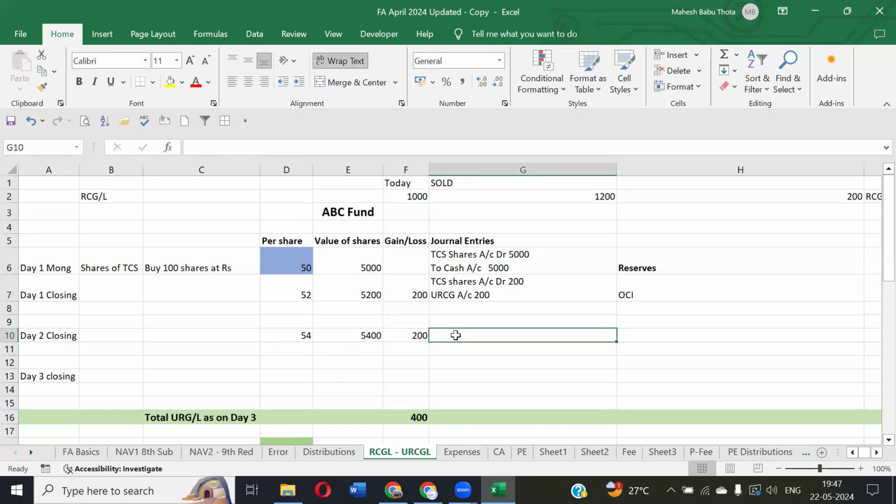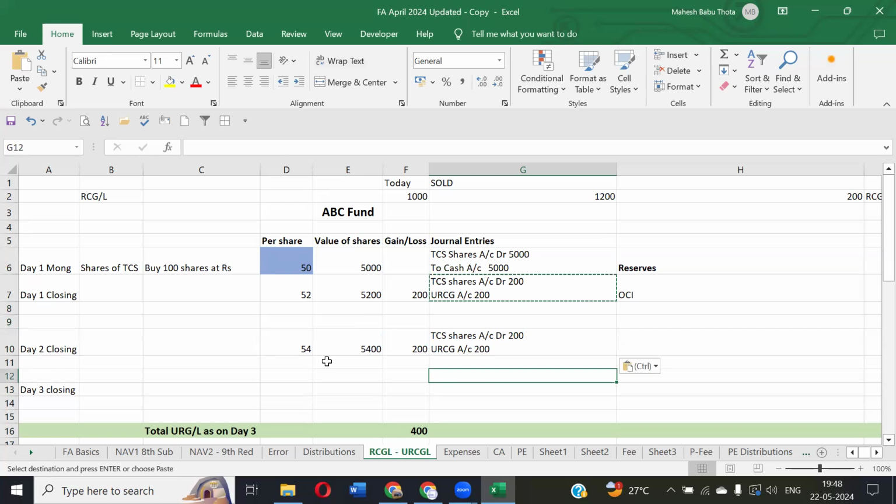So now tell me the general entry for this. TCS shares account debited 200. Okay, credit unrealized capital gains account, capital gain is accounted 200. 200 rupees, right? Okay.